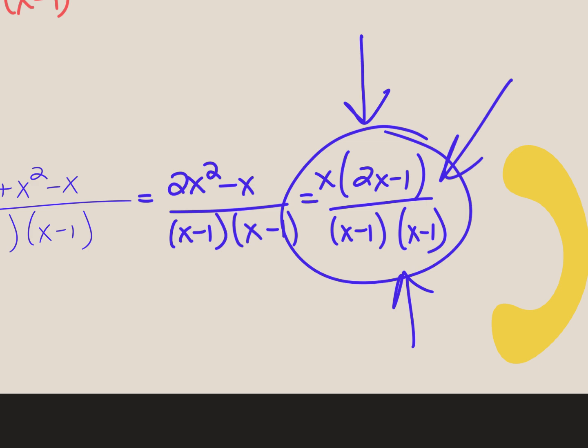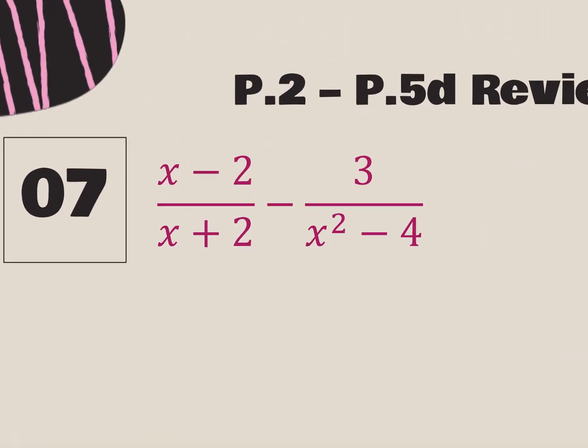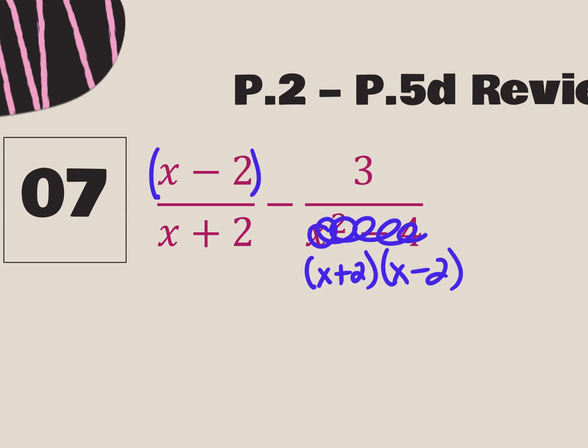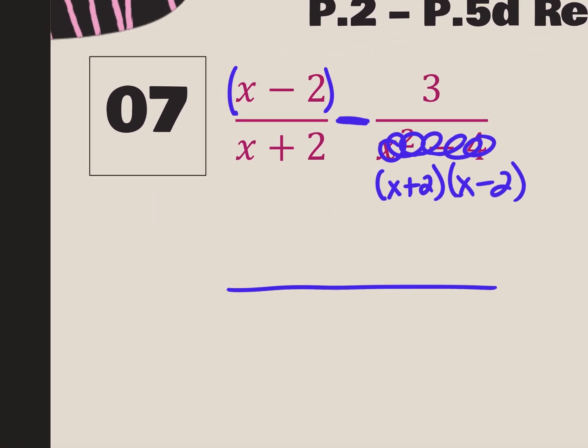All right, now we come to a problem like this. This seems like cake compared to the last one. What should I do first? I should factor. I'm going to factor this to x plus 2 and x minus 2. Agreed? So here's a big minus sign in the middle here. I can't just start cross-canceling. I have to find a common denominator. What is my common denominator between x plus 2 and x minus 2? X plus 2 and x minus 2.